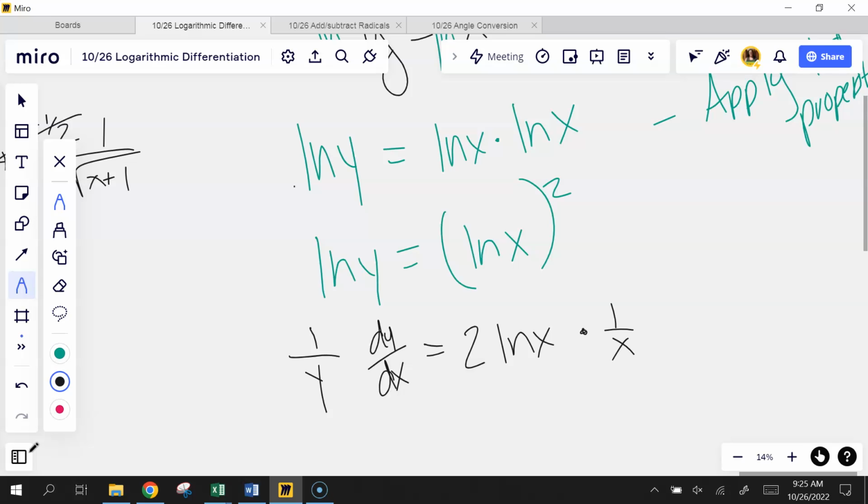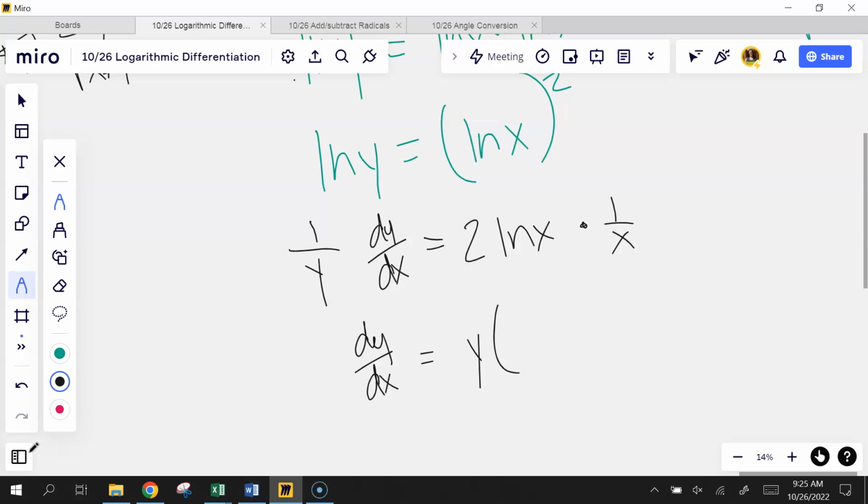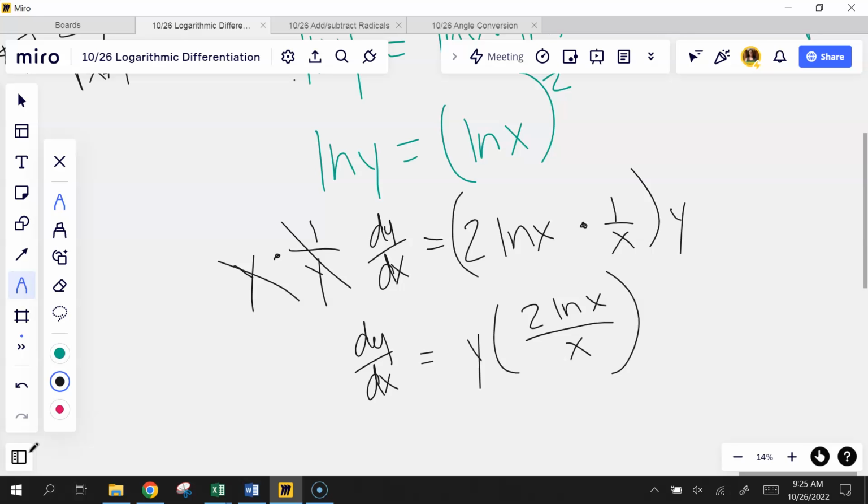Now I still haven't found the derivative. What I needed to find was dy/dx. So same as I did with implicit differentiation, I multiply both sides by y here. So dy/dx equals y times, and I'm going to just make this 2 log x over x. I got rid of it here. Multiply by y on both sides. And I'm still not done because I need dy/dx and the y is still there.